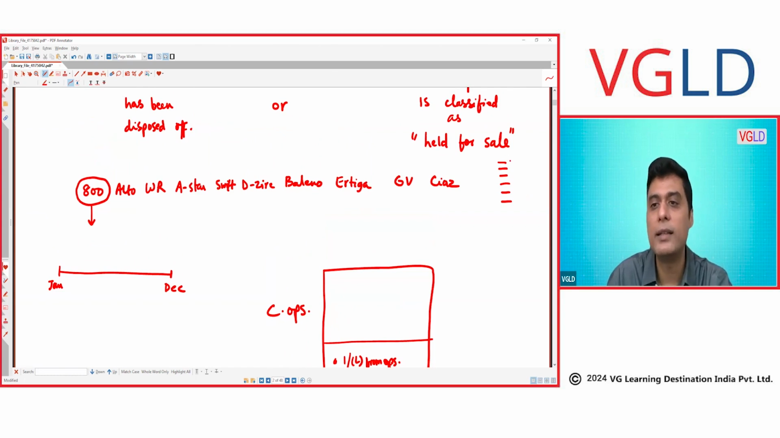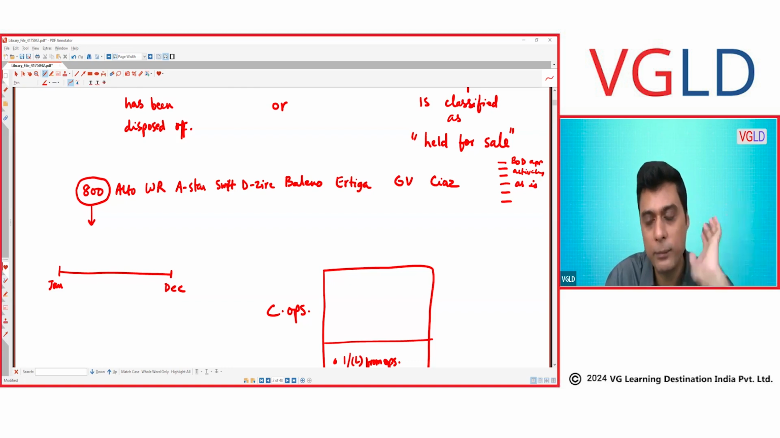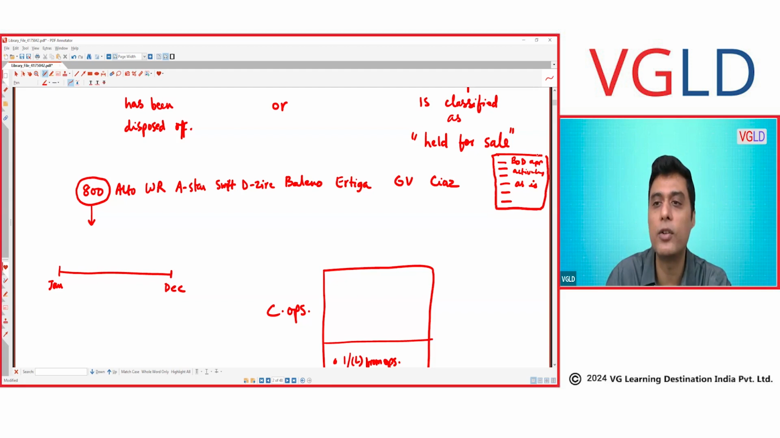Like I said, has the board approved it? Is the board of directors' approval there or not? Is the company actively looking for a buyer? Can it be sold in the as-is position? Nothing needs to be done to sell it off. The way it is, it will be sold like that. So there are five to six criteria like this. If those criteria are met, then we will say that it is classified as held for sale. And the moment we say it is classified as held for sale, it will come under discontinued operations.